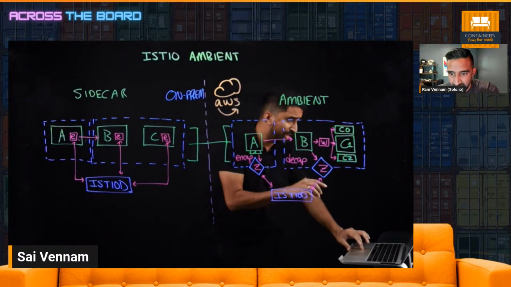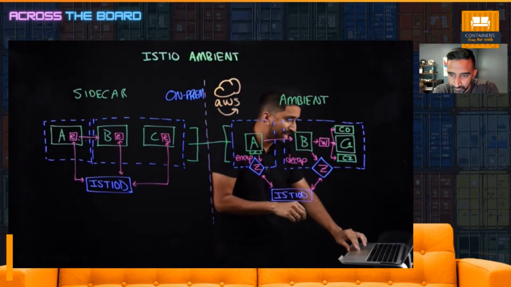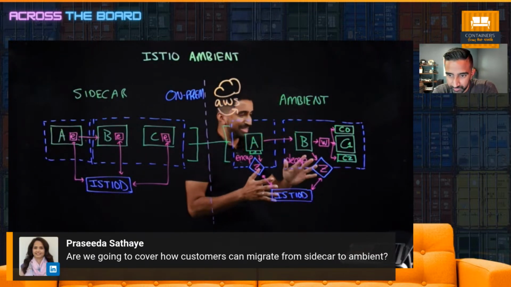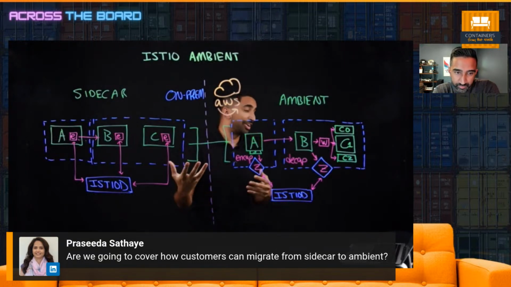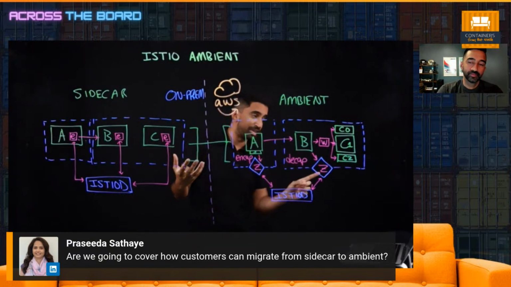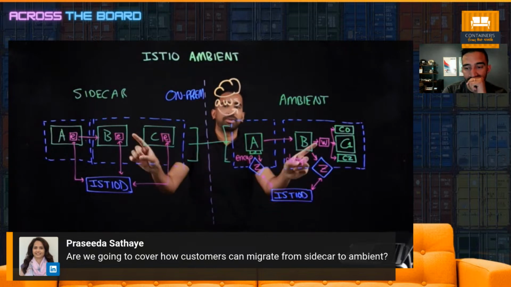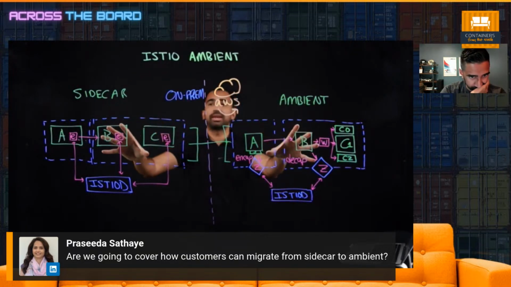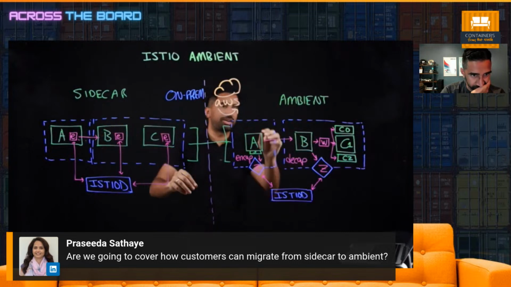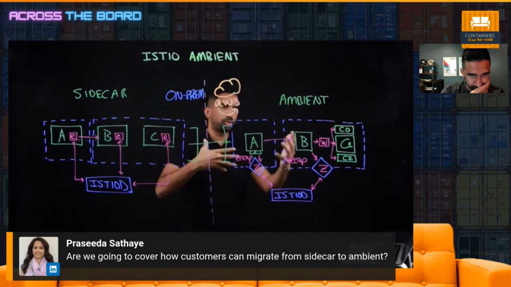We have a couple of questions here, Ram. So before we jump to the demo, let's maybe cover some of these. A question from Prasida. Hey, Prasida, are we going to cover how customers can migrate from sidecar to ambient? And Ram, I just want to add one more thing to this, of interoperability. So if I had something like this with one cluster on-prem, one on AWS, and this one's using sidecars and this one's using ambient, what does that look like?